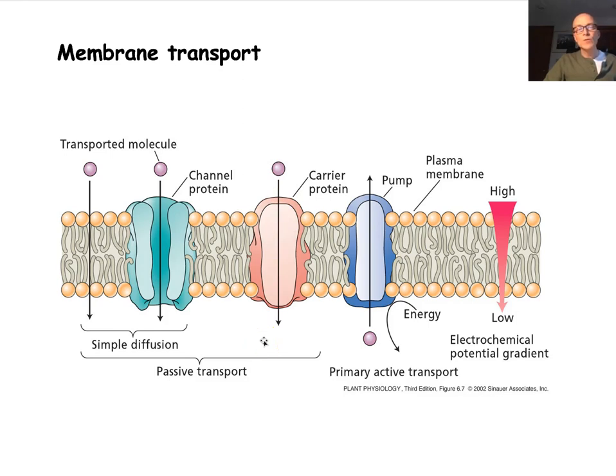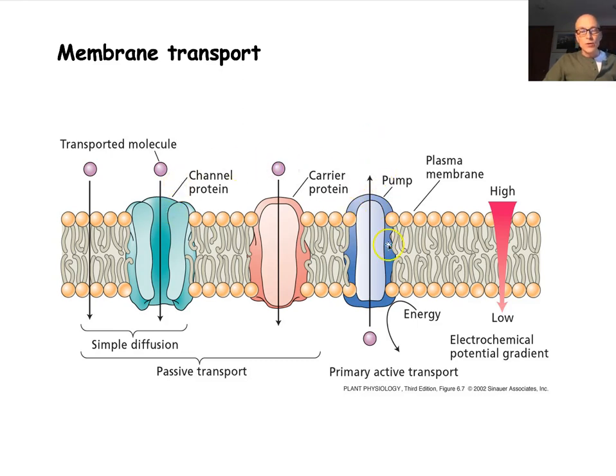If a cell wants to move a molecule against the concentration gradient, it requires energy. And so for that, it requires something called active transport, as opposed to passive transport. With active transport, you use energy such as ATP in order to produce a gradient. So you can actually start a gradient in the other direction by actively pumping, using ATP, molecules from one side against their concentration gradient to the other.